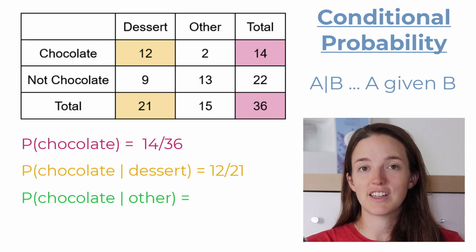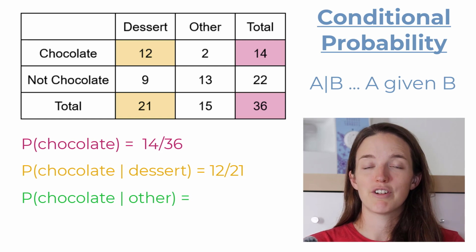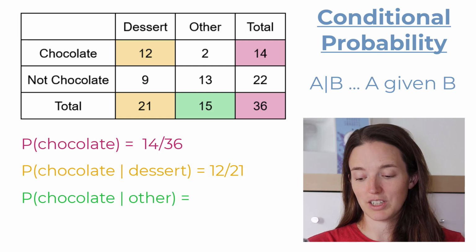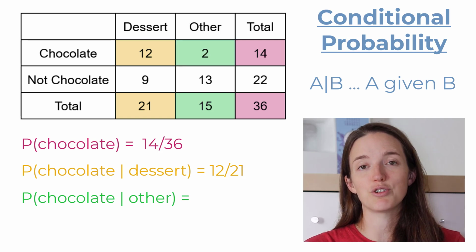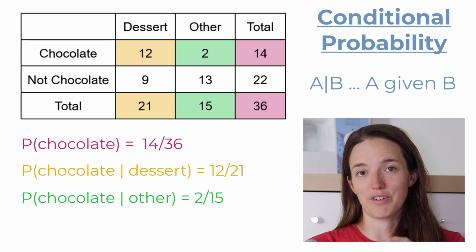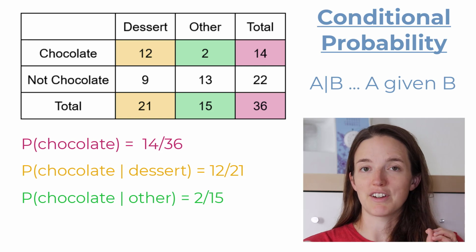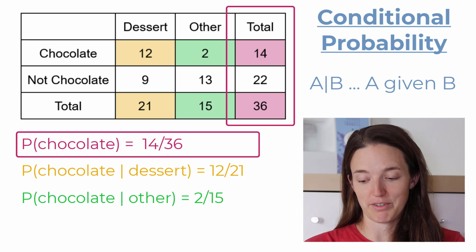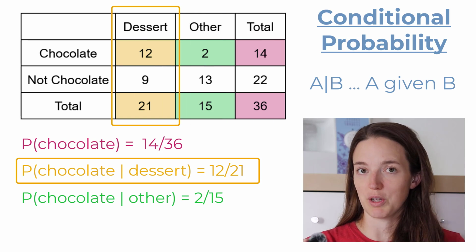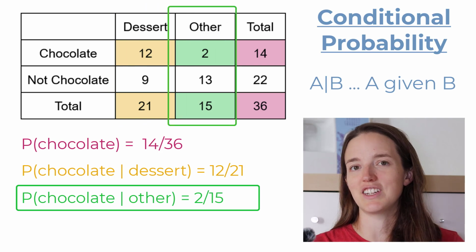What's the probability that the recipe involves chocolate, given that it's an other recipe? For this, we would look out of the others, which was 15. Only 2 of those others had chocolate in it, so 2 out of 15. So the given changes the bottom of the fraction, or the denominator of the fraction. If we're just looking at the probability that a recipe is chocolate, we're looking at out of everybody. Given that it's a dessert recipe, we're looking out of the 21 dessert recipes. Given that it's not dessert, we're looking at the 15 non-desserts.